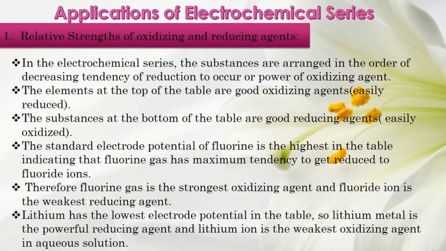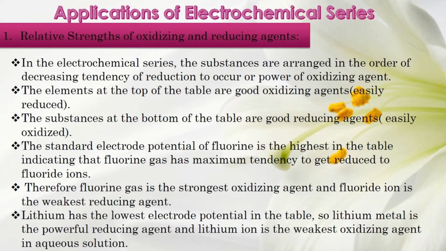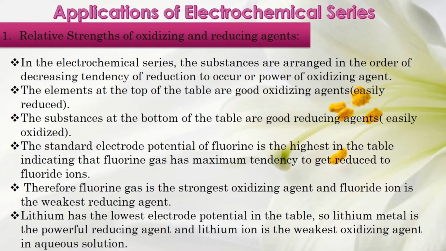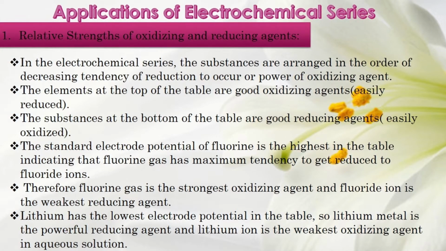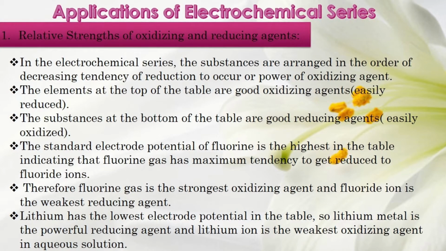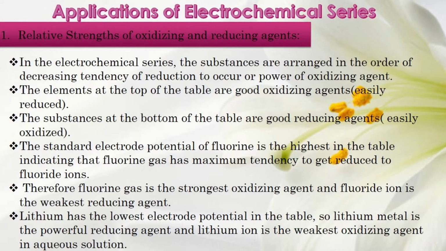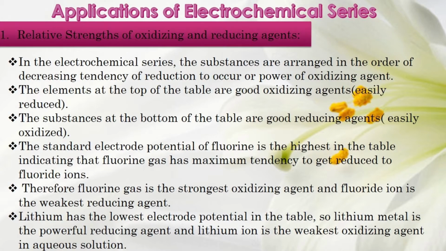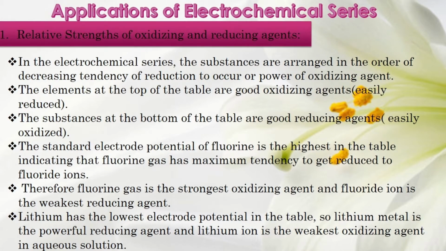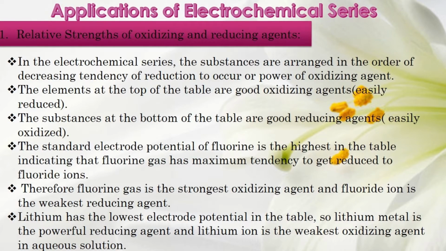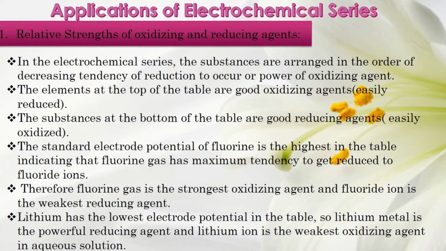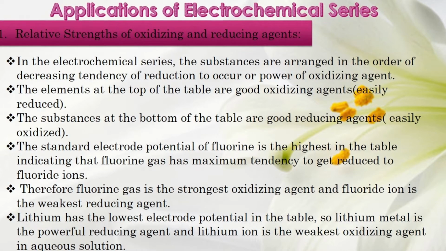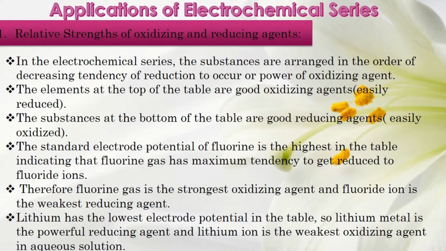Therefore, we can say the elements which are placed at the top of the series have maximum tendency to get reduced, and consequently they will act as good oxidizing agents. On the other hand, the substances at the bottom of the series have lower electrode potential values. Therefore, they will have least tendency to get reduced. Consequently, they may be oxidized and they can act as good reducing agents.